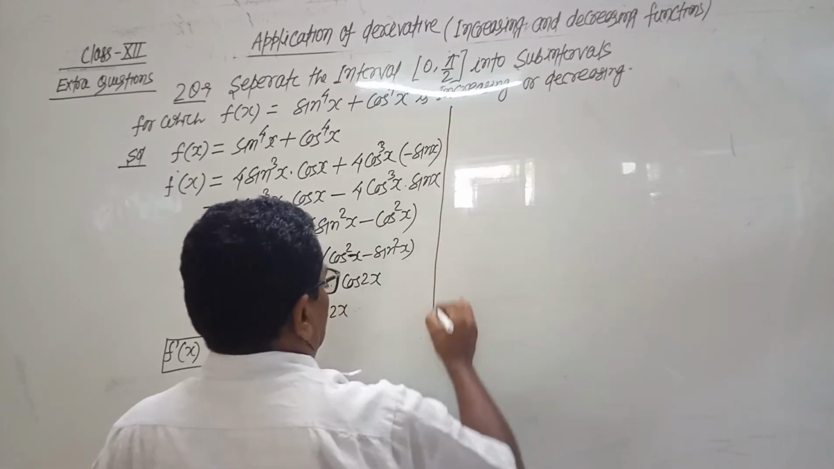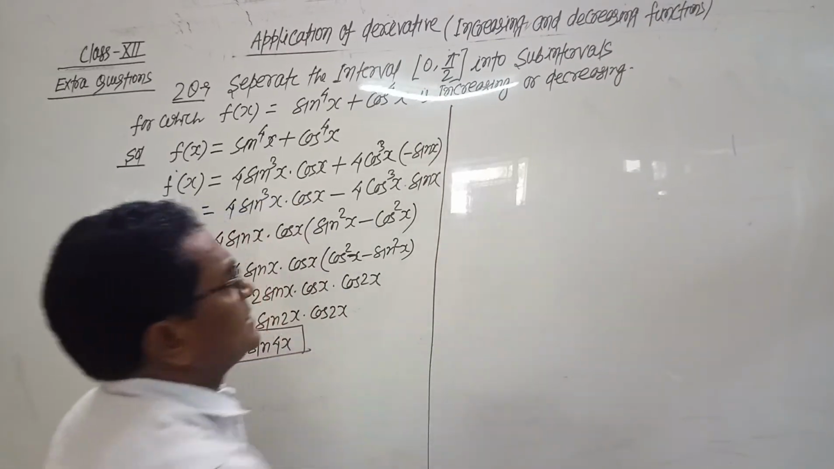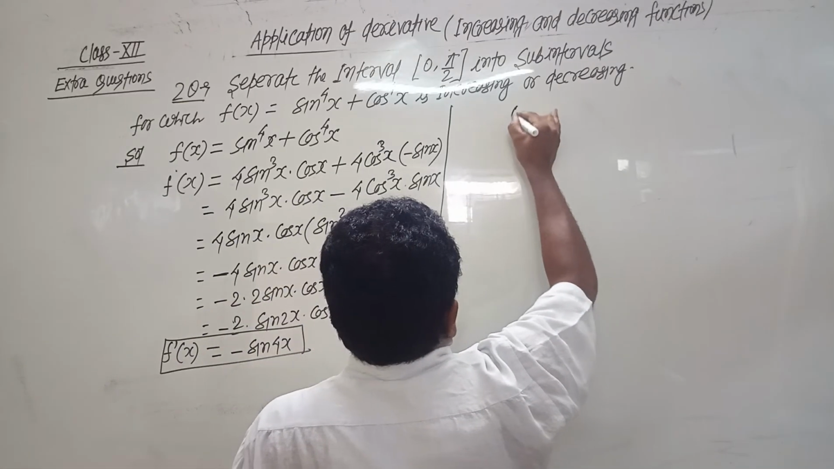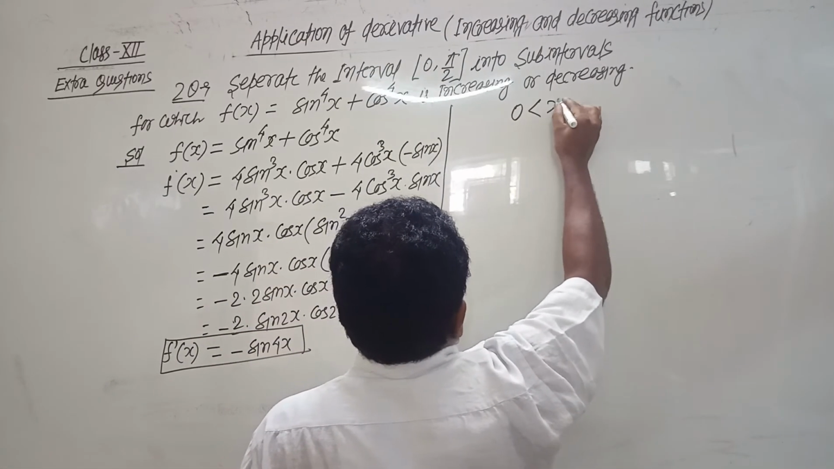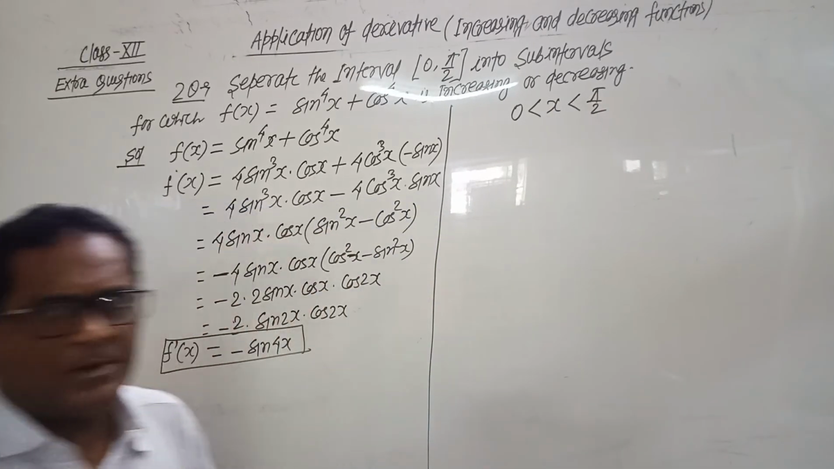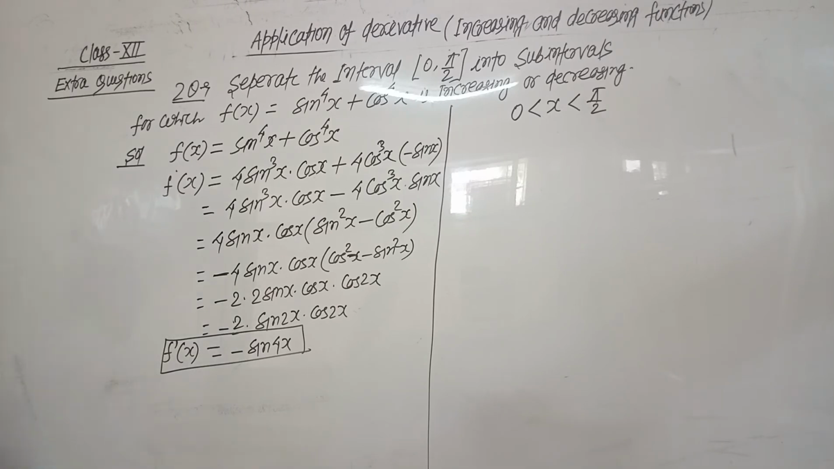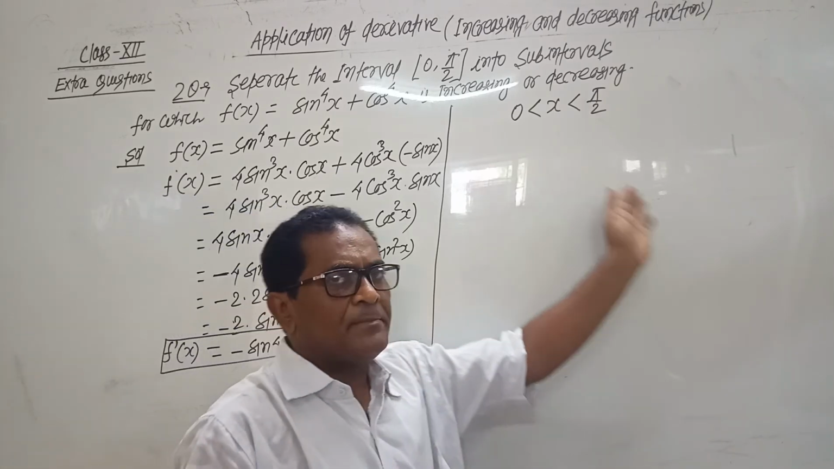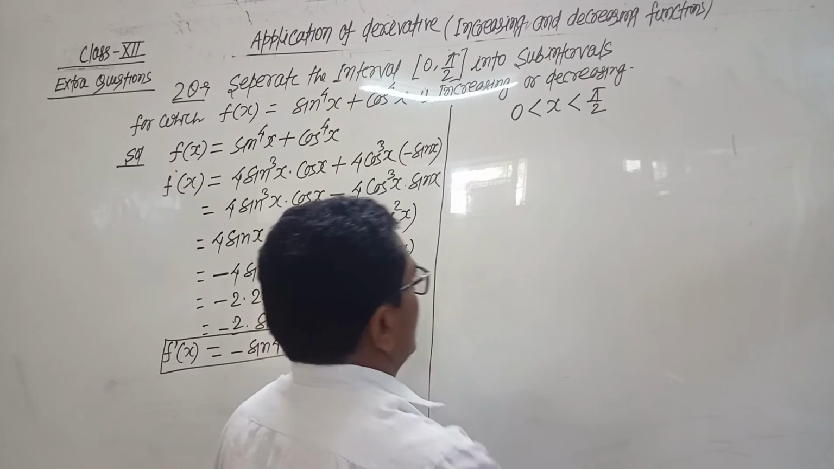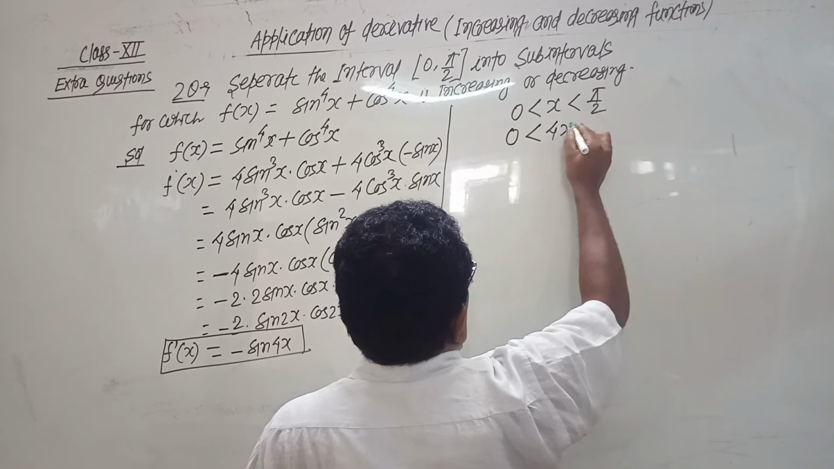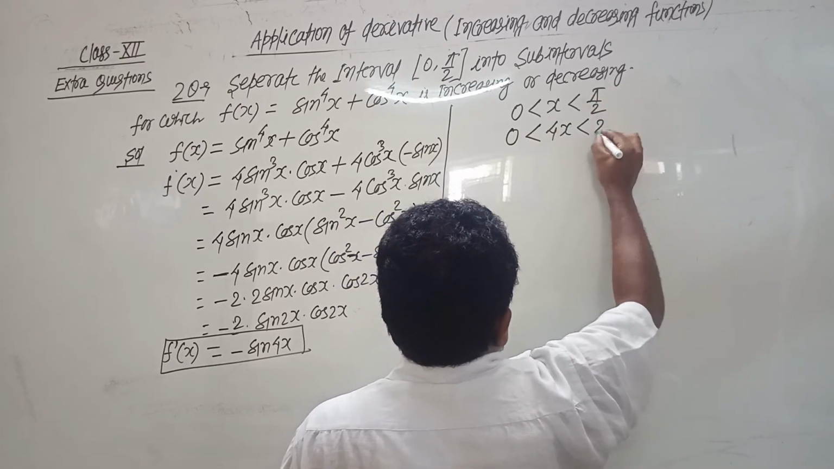Now what have we been given? We have been given that x lies in the interval 0 to pi by 2, means 0 is less than x is less than pi by 2. But we have to find the value of 4x. So multiply each of the terms by 4. So 0 is less than 4x is less than, when we multiply it by 4, we get 2 pi.